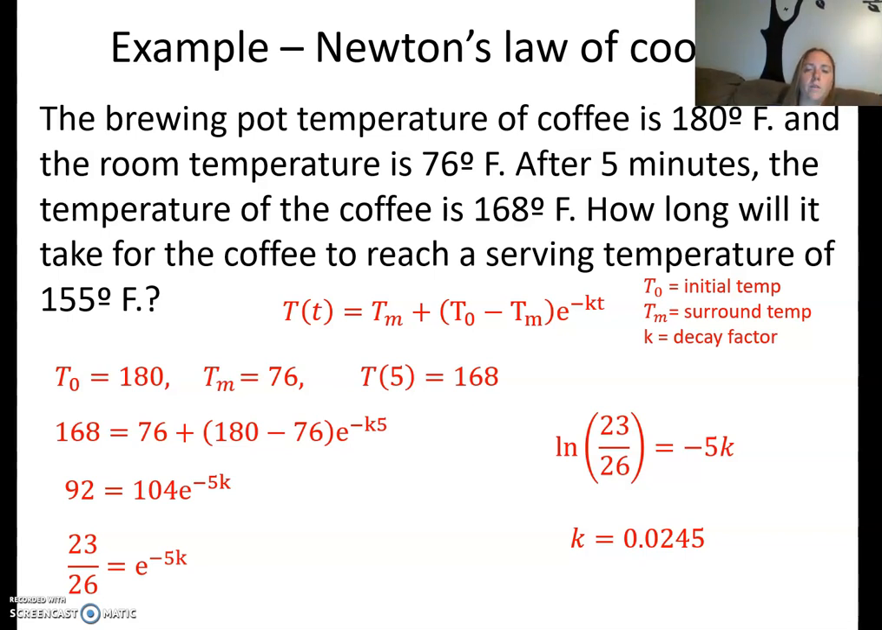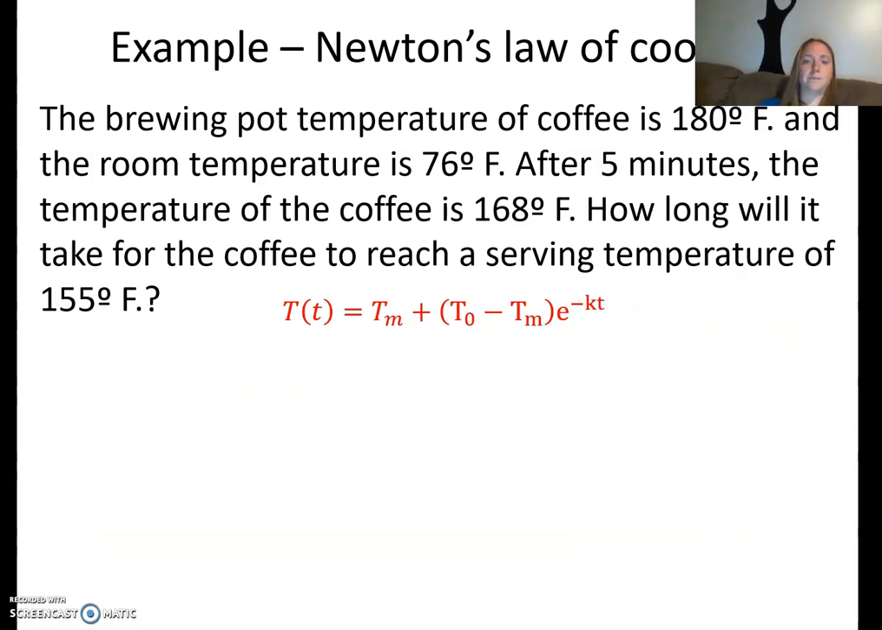And then from there, we can now answer the question: how long is it going to take to be 155 degrees? So when we're putting numbers back into here, the 155 is going to go into here. Now I know that K is 0.0245. So the first thing is to solve for K. Then from there, we're looking for time. So we're trying to solve for T. So everything in this should be filled out except for the T.